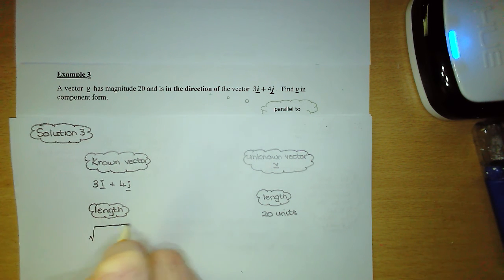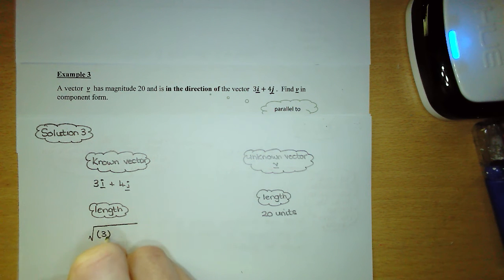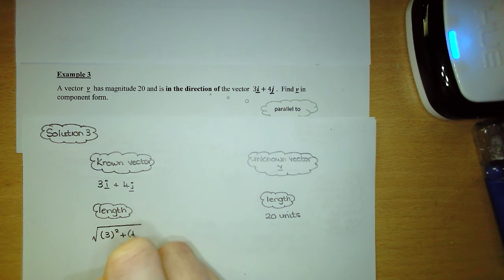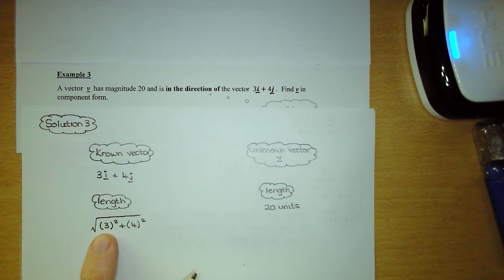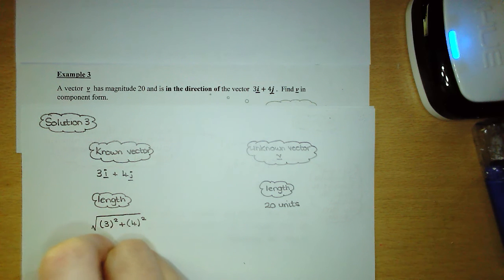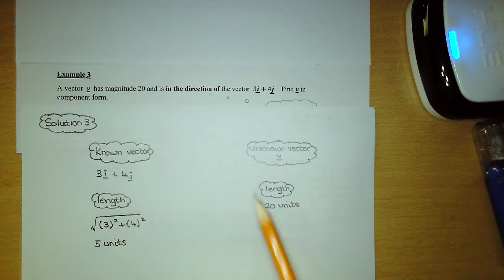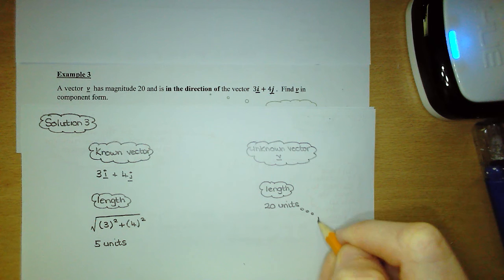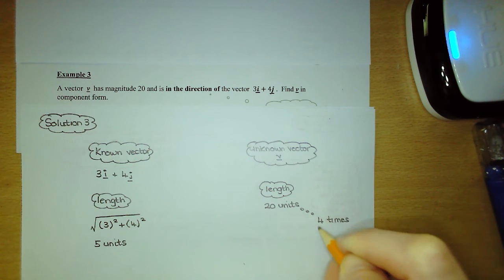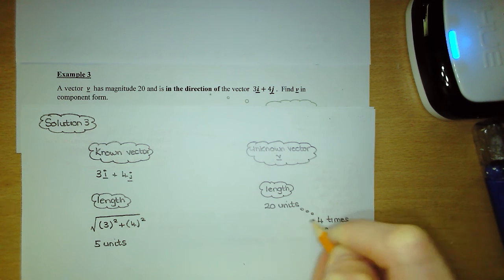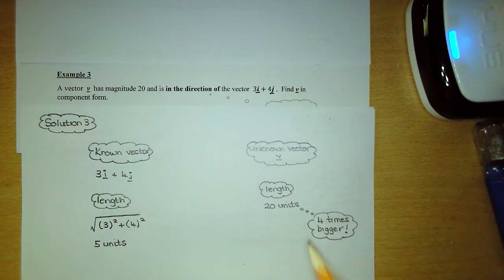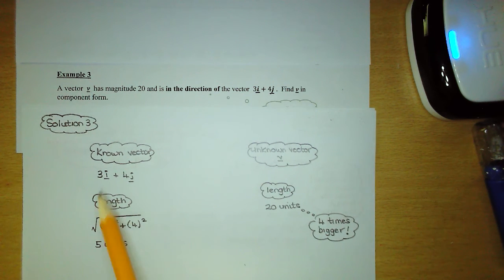Remember, it's the square root of the i component squared plus the j component squared. So we're going to have the square root of 9 plus 16 is 25. So the square root of 25, positive square root, is just 5 units. So straight away we can determine that the unknown vector is 4 times bigger than the known one. So if it's 4 times bigger than the known one, then that means its i component and its j component are also 4 times bigger.